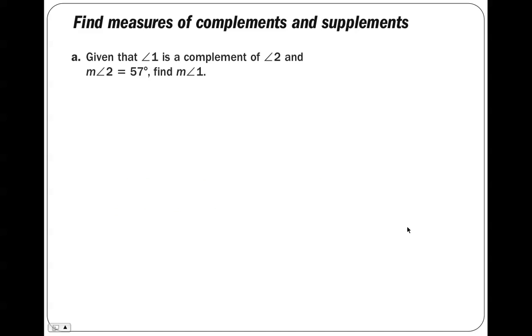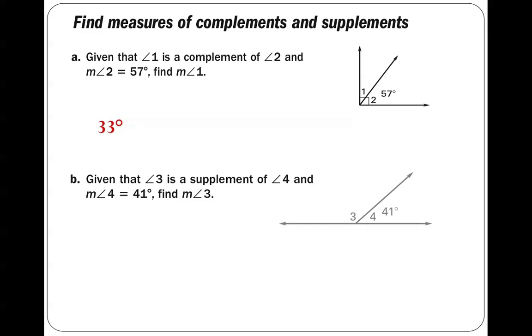So finding measures of complements and supplements: if you see angle 1 is a complement of angle 2, that means these guys are going to be adding up to 90. And if you know the measure of angle 2 is 57, and you got your little 90-degree mark there too, well, if you add those together, they have to be 90. So you know that angle 1 has to be 33. And by the way, they're using numbers here. This does not mean that this is 1 degree or 2 degrees or 3 degrees or 4 degrees. It's just another way to name an angle, which I actually like a little better than using letters. It's just a little more clean.